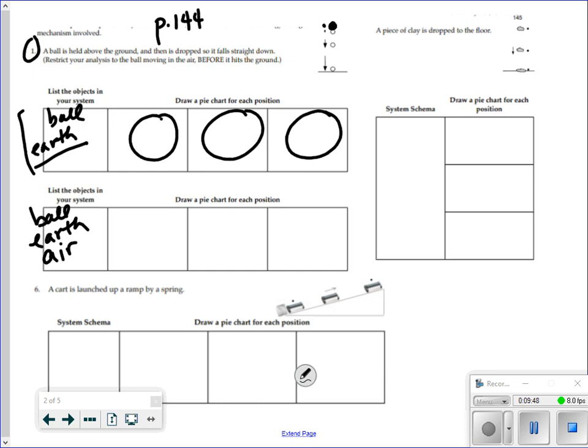That means we're only left with gravitational potential energy. When we get to the middle, do we still have gravitational potential energy? Yes, we do. Do we have more or less of it? We have less of it because our height is less. It's closer to the ground.